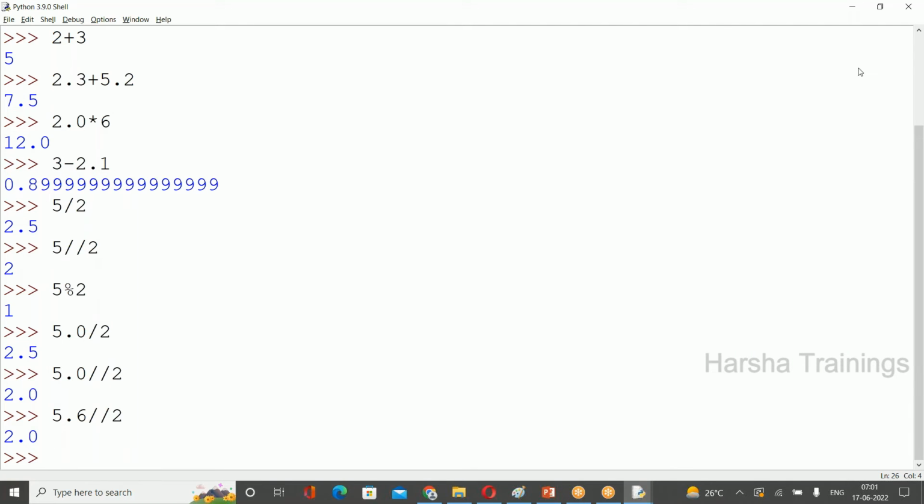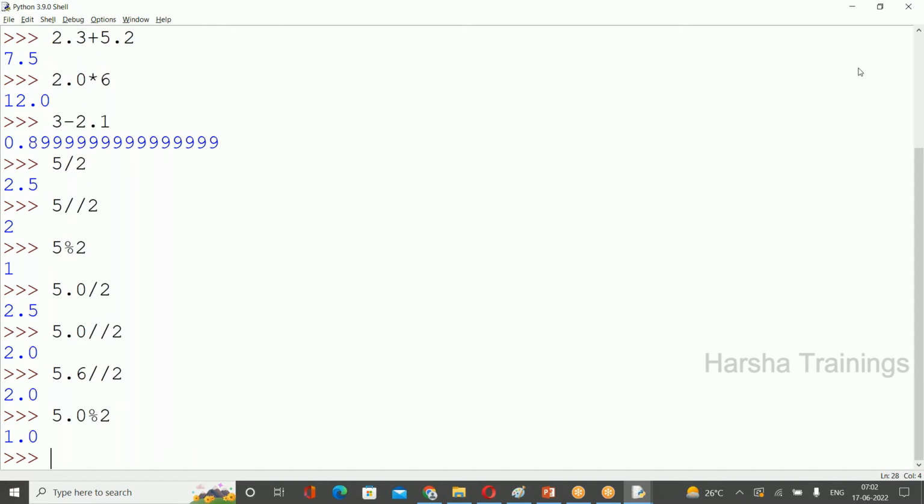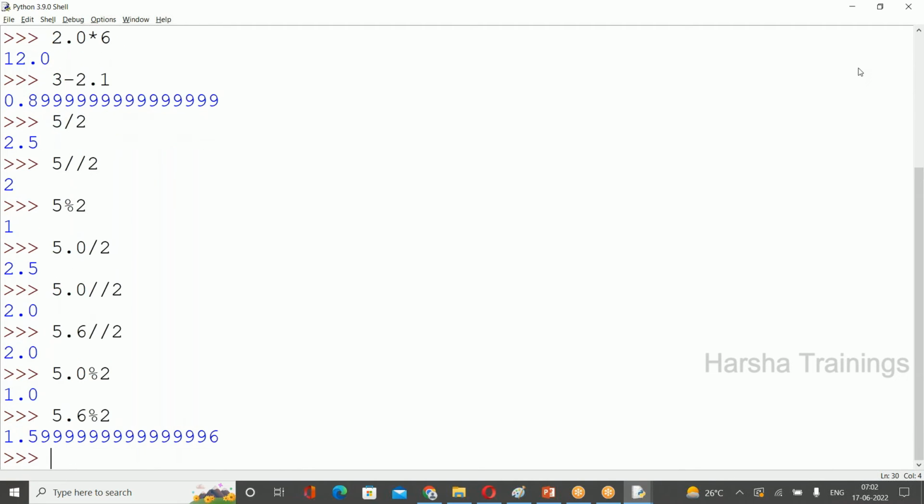So in floor division, whatever the fractional part, what do you mean by fractional part? The value that is placed after the decimal point is not considered. See, the answer is 1.0 only. See, here it performs the exact division. What is the remainder? So 5.6 is divided by 2. This is the remainder. But the quotient is 2 only. Got it? This is the arithmetic operators.